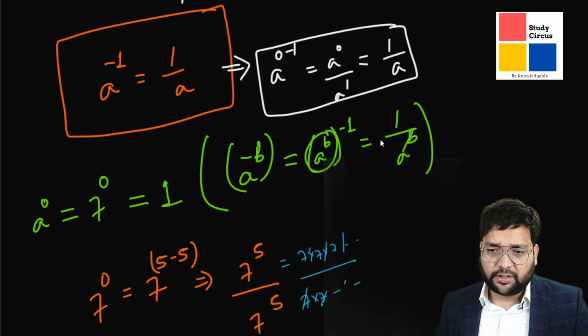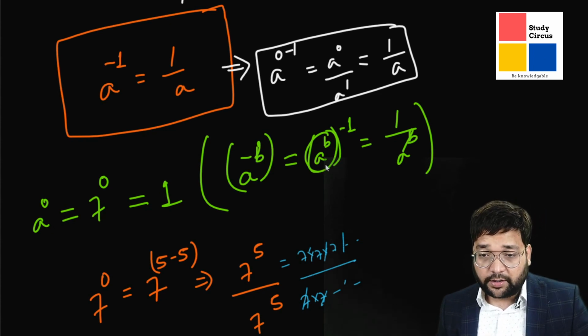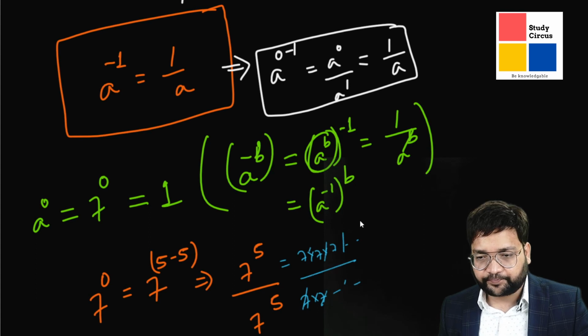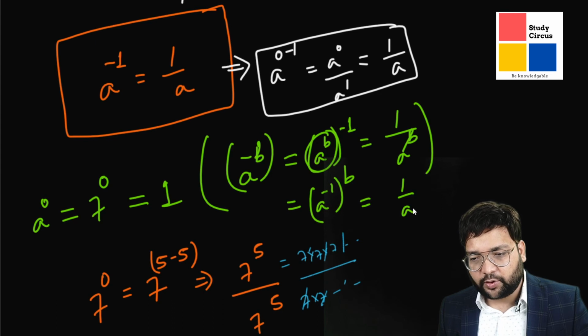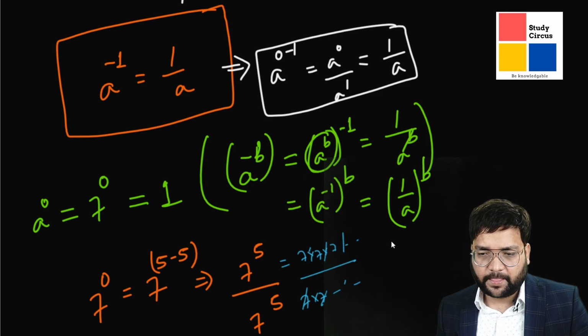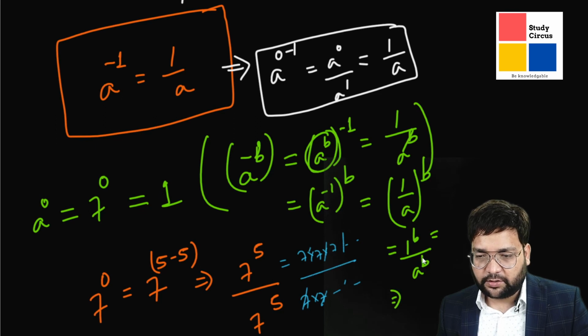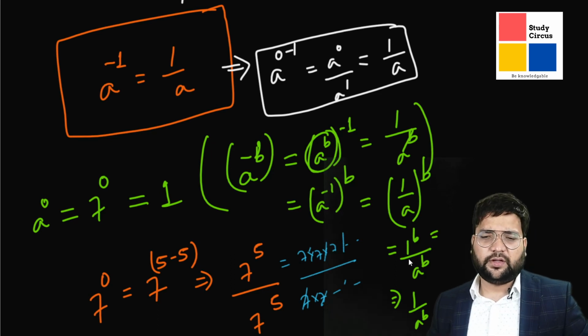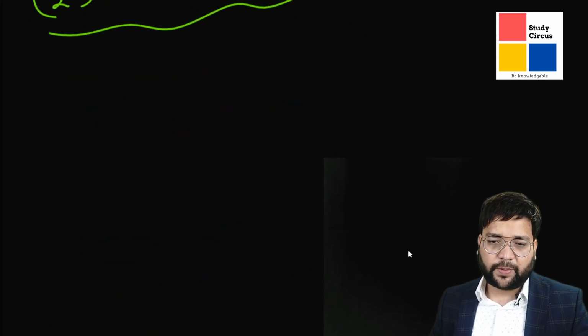Or here only, the same thing, you can write a to the power minus 1 whole to the power b. That is again equal to 1 by a whole to the power b, that is 1 upon a to the power b, like this. Don't get confused, we are going to see this by an example.